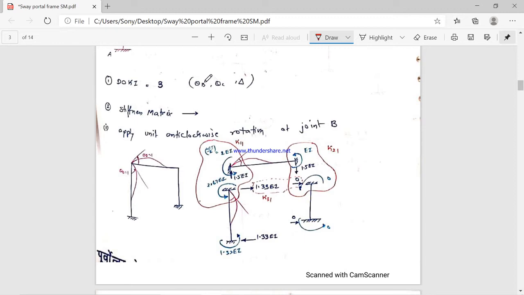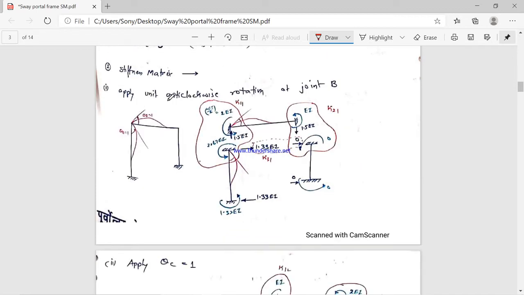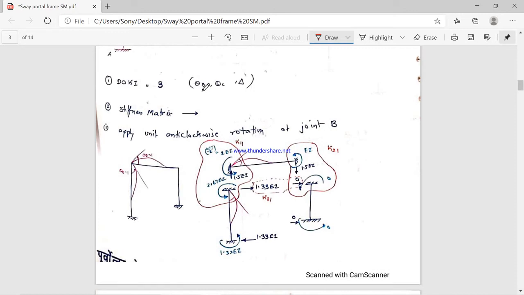So first of all, theta B is there. Theta B is nothing but a rotation we have to apply, so from the derivation we have to consider the formula of the rotation. First apply the anti-clockwise rotation at joint B. This is joint B, so we have to apply the anti-clockwise rotation, because we are interested in finding theta B.